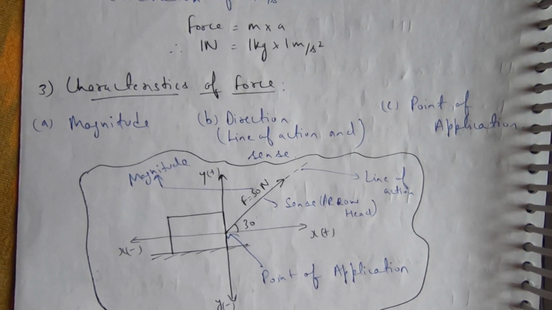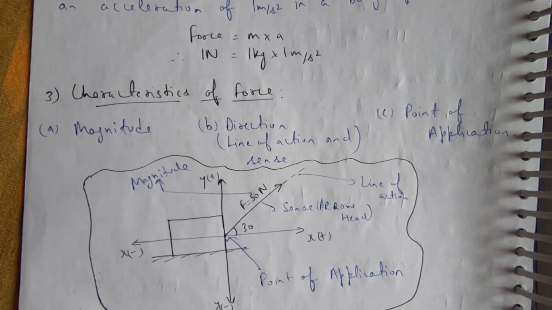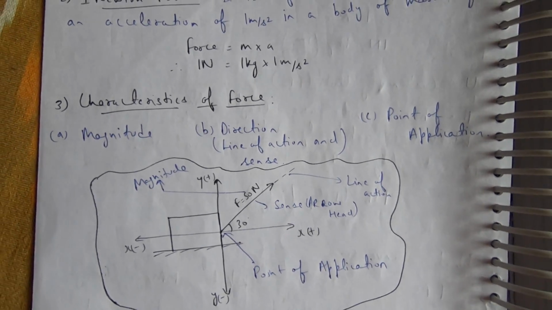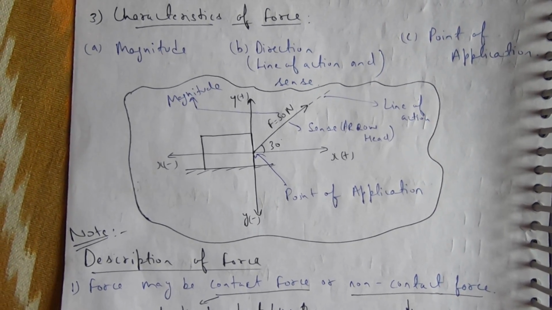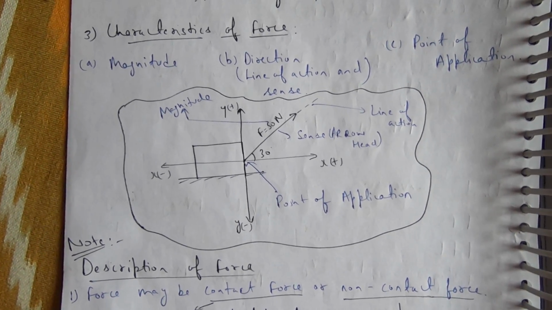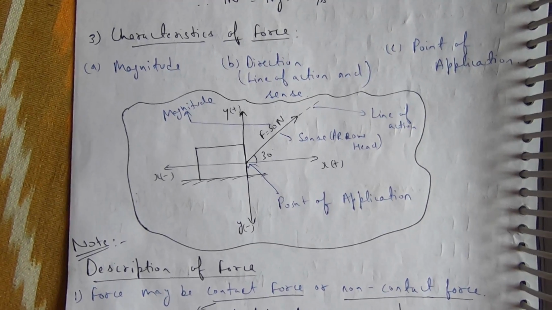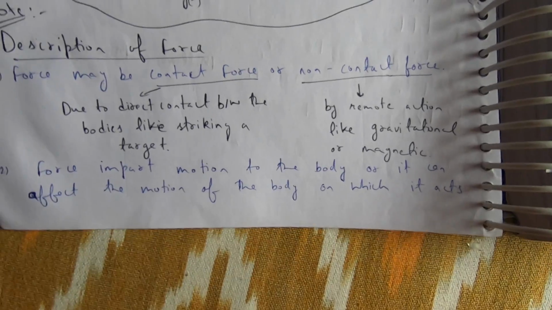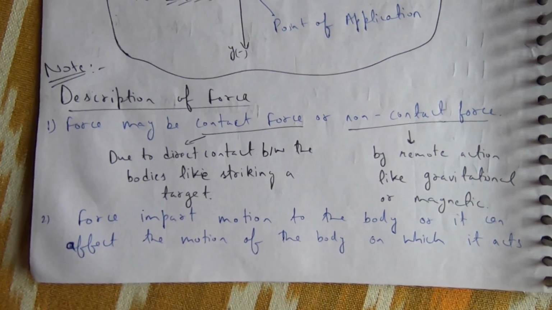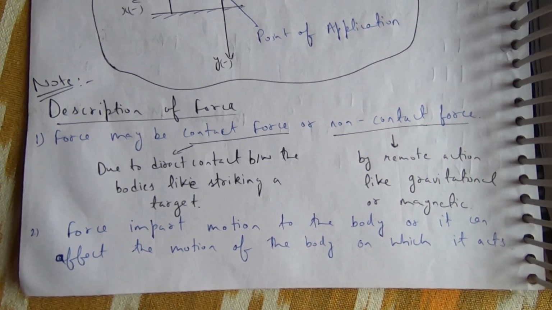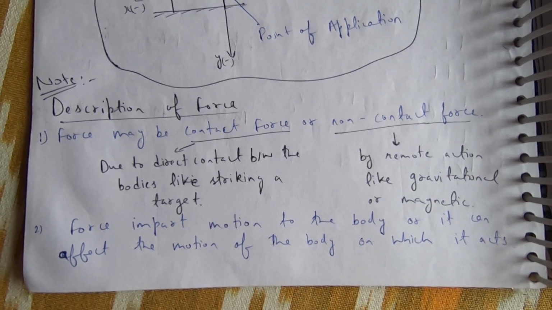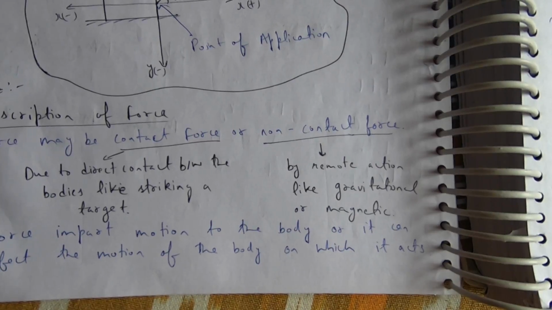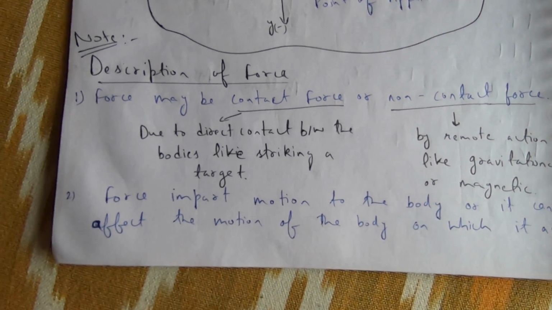Characteristics of force: magnitude, direction, which contains line of action and length, and point of application. Here we have magnitude, length, line of action, and point of application. Note: description of force. Force may be contact force or non-contact force. Contact force is due to direct contact between the bodies, like striking a target. Non-contact force acts by remote action, like gravitational or magnetic.